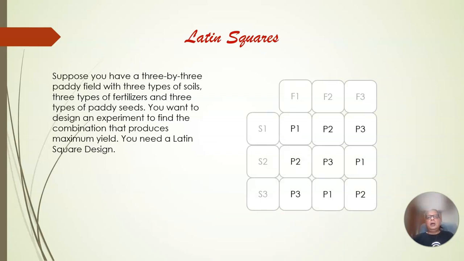Now some applications. In agriculture, suppose you have 3 types of paddy, 3 types of soils, and 3 types of fertilizers. It needs 27 plots to have all the combinations, and then you grow paddy in the plots and compare the yields and compare the effect of fertilizer, soil and the paddy seeds. But using a Latin square design, you can do it in a 3x3 array. Suppose the rows have the same soils, the columns have the same fertilizers, and P1, P2, P3 complete all the combinations of fertilizers, soils and paddy seeds. So using 9 cells, you can design an experiment to compare the 27 cases.